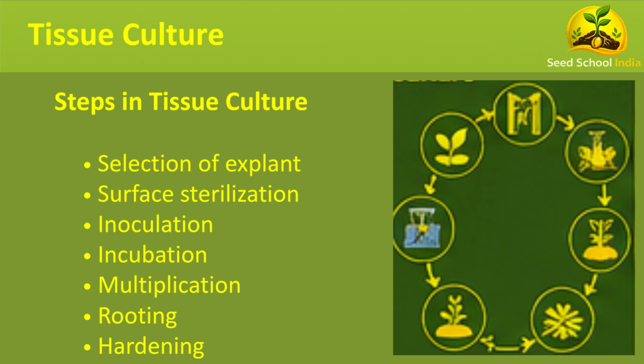The entire process of tissue culture involves several carefully controlled steps. First, we select a healthy explant. Then, we sterilize it to remove contaminants. Next, we inoculate it into the culture medium. After that, it is incubated under controlled conditions. Then multiplication occurs, followed by rooting. Finally, plants are hardened before transferring to the field. Each step must be performed carefully to ensure success.